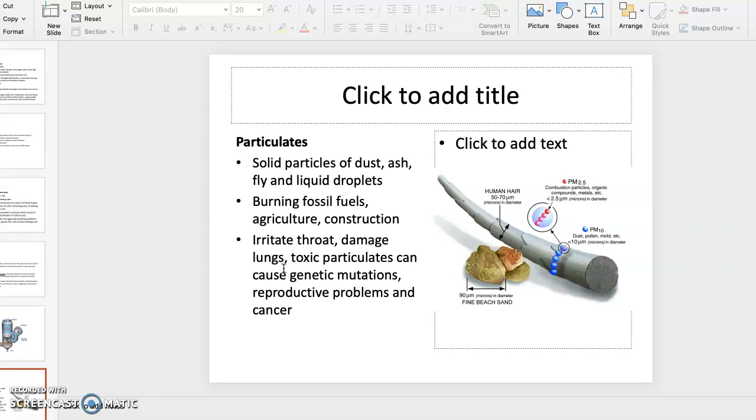Particulates is another air pollutant. This is going to be from dust, ash, fly ash, and liquid droplets. You get this with burning of fossil fuels, in agriculture, and construction. This is going to irritate your throat, damage your lungs, and can cause genetic mutations, so bad things happening.